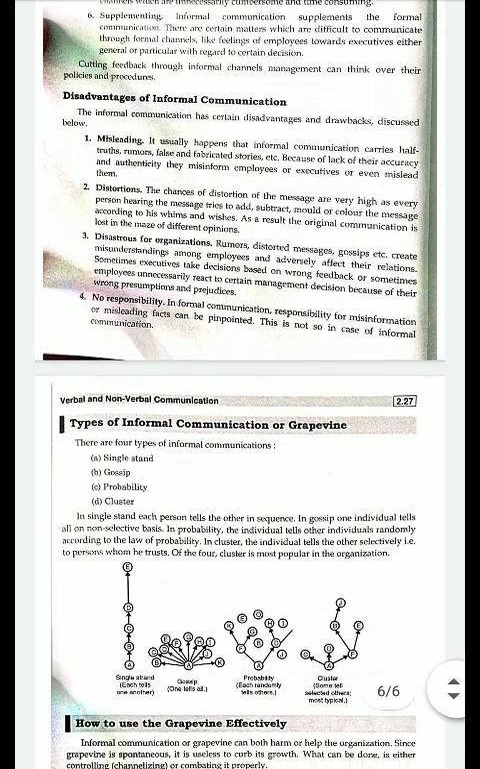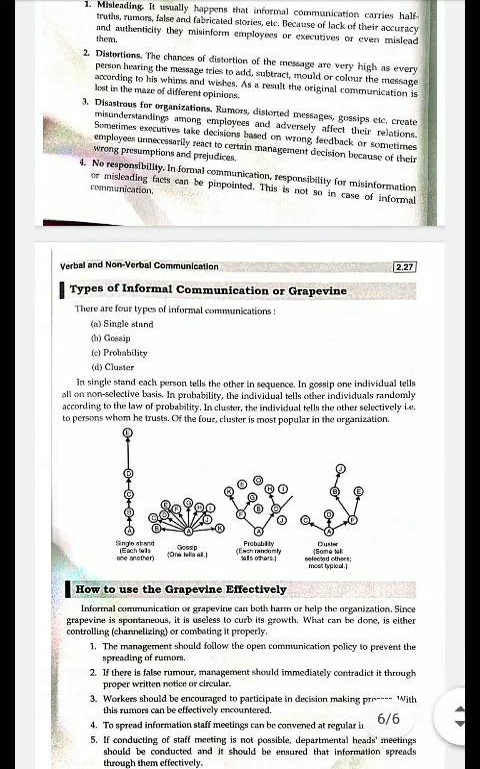Okay, student. Again, there are various types of informal communication, or grapevine. Informal communication is also called the grapevine. You can see in the figure. The first one is single strand, the next one is gossip, next one is probability, and the last one is cluster. In single strand, each person tells the other in sequence, in a systematic manner. In gossip, one individual tells all on a non-selective basis. One can tell everyone.